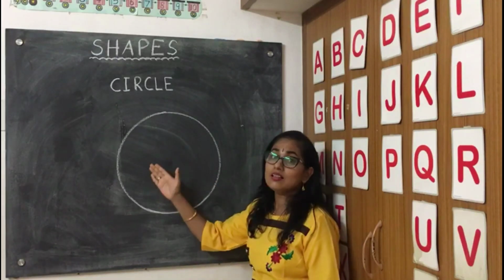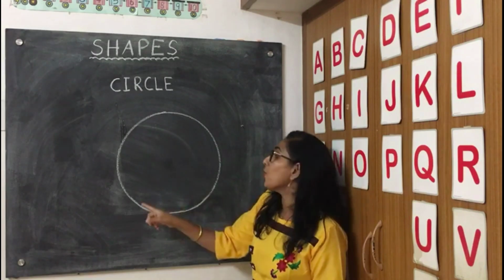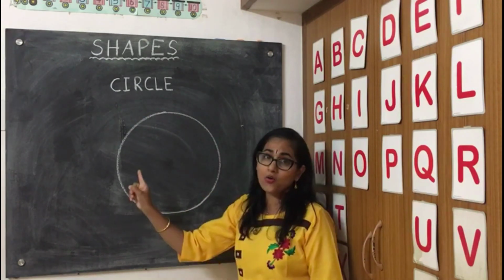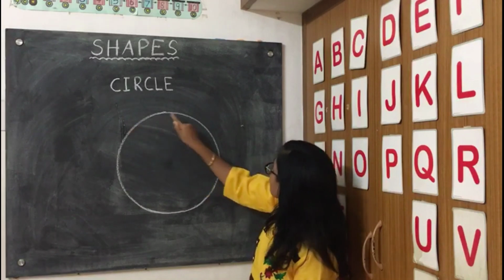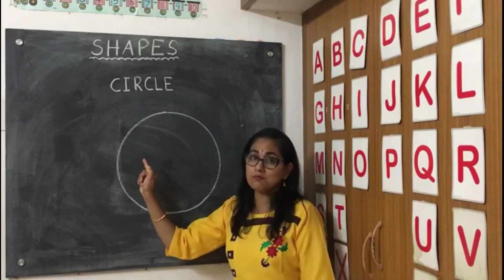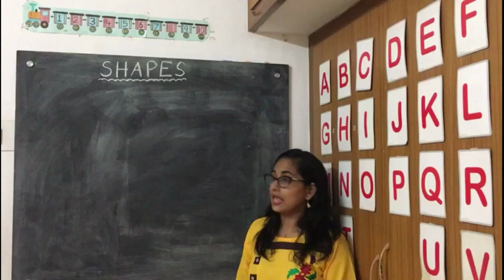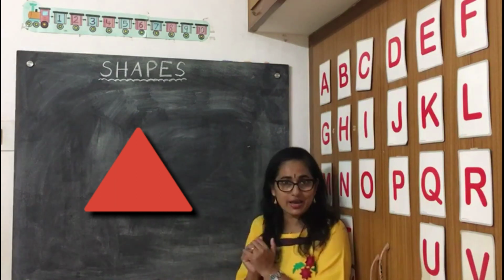I'm a circle, I'm a circle. I go round and round and round. I have a curved side. I'm a circle round.